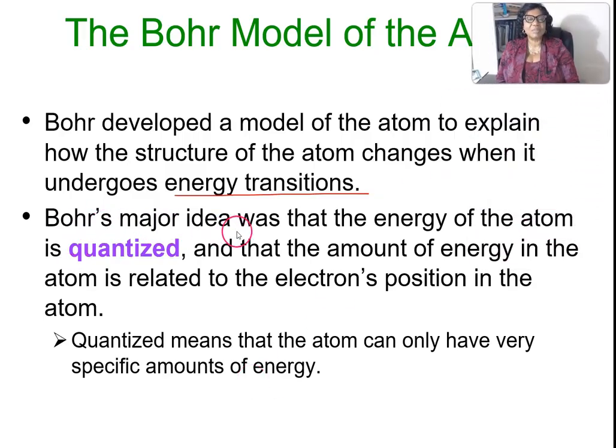So Bohr's major idea was that energy of the atom is quantized. It enters the atom in the form of a package, and the amount of energy in the atom is related to its electron position. It's related to the position in which the electron is in the atom. So quantized means an atom can only have very specific amounts of energy.